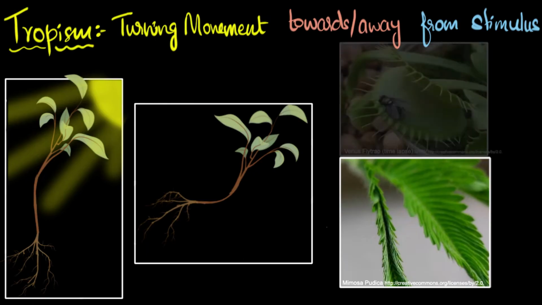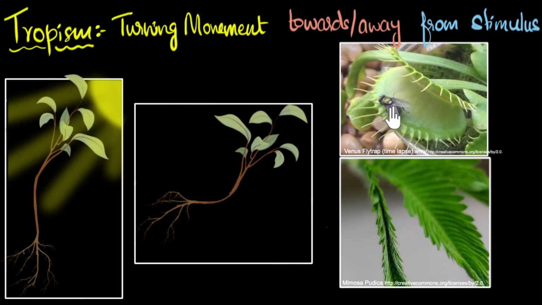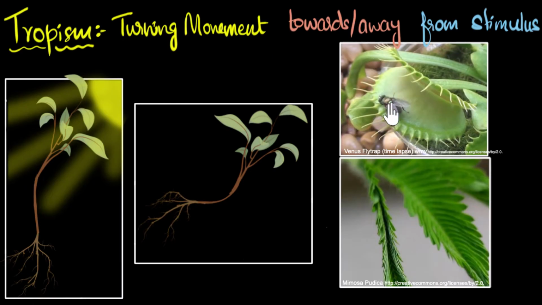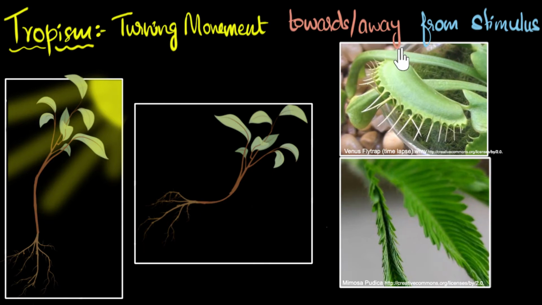Let me give you another example. This is a Venus flytrap. The moment a fly comes, it traps it. Is this a tropic movement? The answer is no. Why not? Again, because notice there was a stimulus over here, but the movement is neither towards or away from the stimulus. Regardless of how you stimulate it, which direction you stimulate it, it's just gonna close. It doesn't depend upon the direction of the stimulus. So again, this is not a tropic movement.